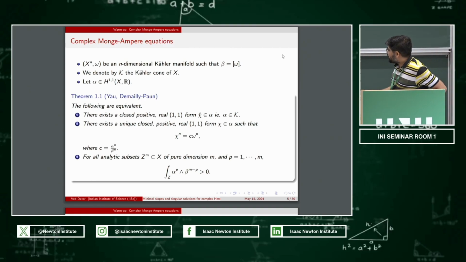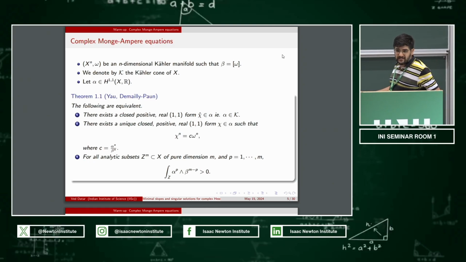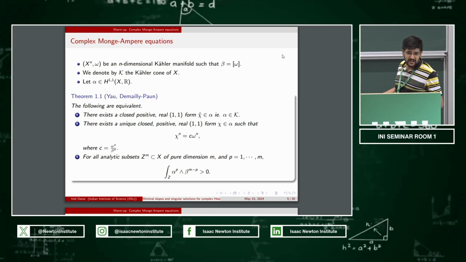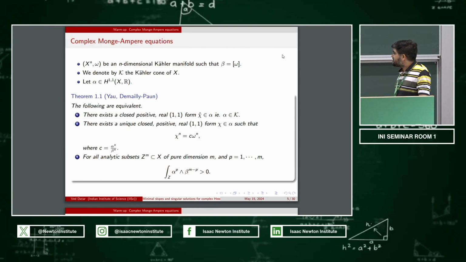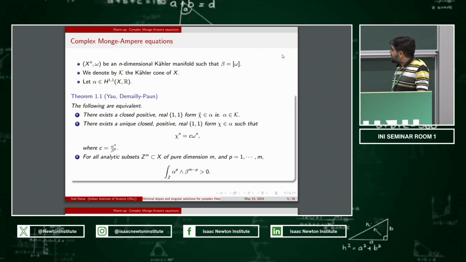So in general, you cannot actually take p to be equal to n. So this beta is actually required in the general Kähler setting, because otherwise you get counterexamples even for non-projective tori. So it turns out that these three conditions are equivalent. So essentially, solvability of the complex Monge-Ampère equation is reduced to checking these sorts of intersection theoretic conditions.